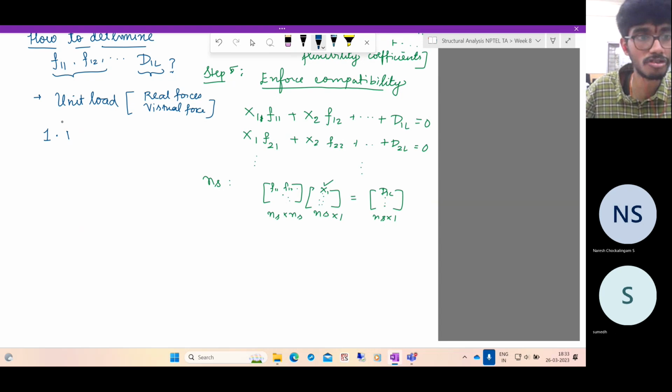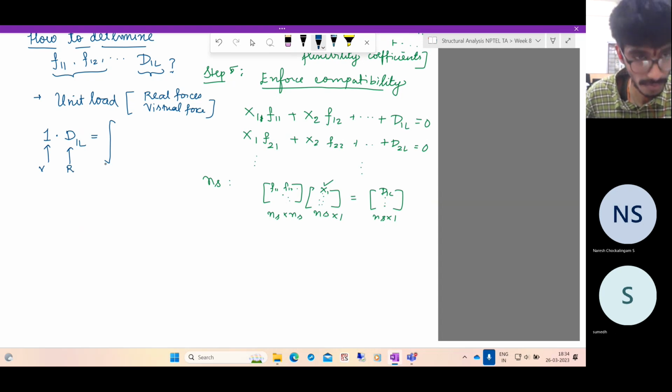Once we apply the real forces, the structure begins to deform. In that process, the virtual force will do some work on the real displacements d1L. And what should that be equal to? This is the external work done. Work done by the external virtual force on the real external displacement should be equal to the work done by the internal virtual force. So what is the internal virtual force? Due to an applied unit virtual load, let me call moments mi, small m1, is generated.